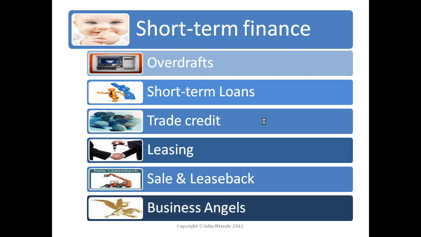Then we have something called business angels. A business angel is simply a wealthy individual who is willing to provide capital to a business, usually with very flexible repayment terms. So a business angel could be a friend, it could be a relative, or it could be a colleague. Now, sometimes they may want an equity stake in the business at the end of the loan period.